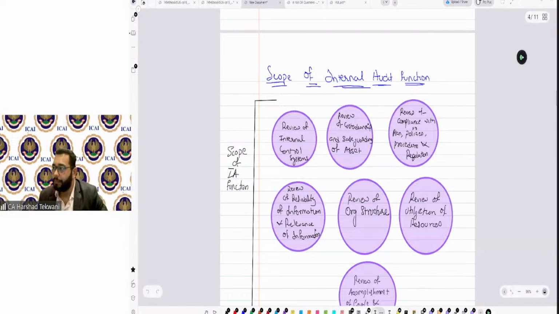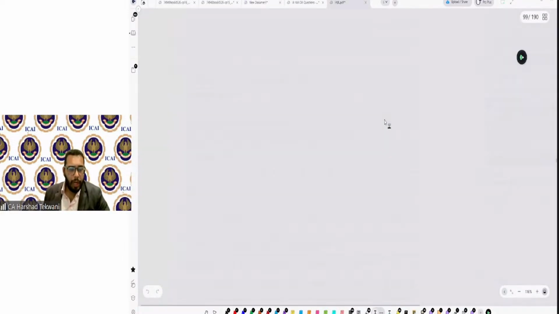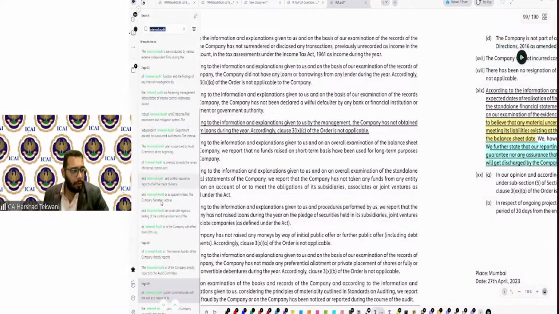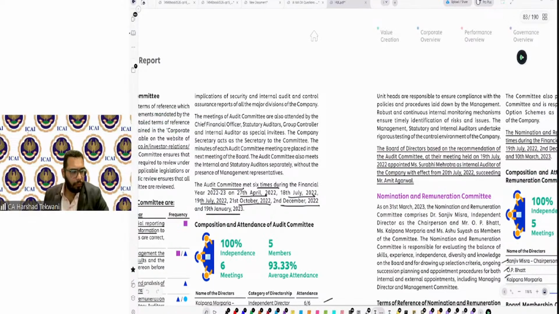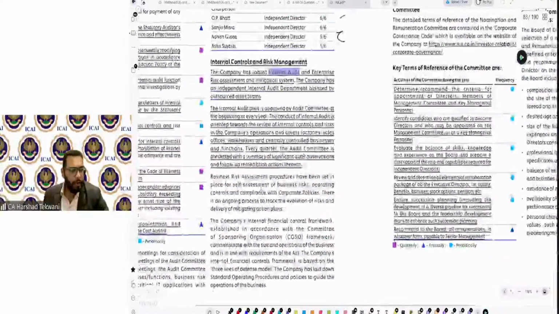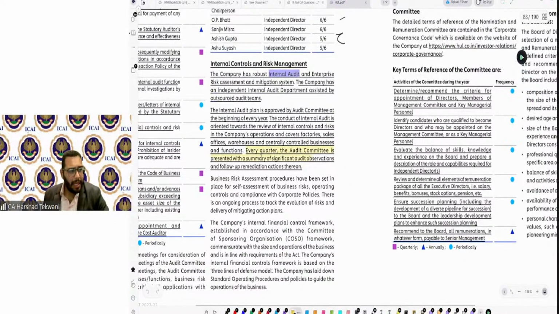Okay, let's proceed forward. As I told you in one of the reports, how internal audit submits their report to the audit committee. Every quarter, the audit committee is presented with a summary of significant observations and follow-up remediation action by the internal audit. The conduct of internal audit is oriented towards review of internal controls and risks in the company's operations, and covers factories, sales offices and warehouses centrally controlled by the business operation functions. But this is the very important part, the reporting part, and we need to understand the reporting.